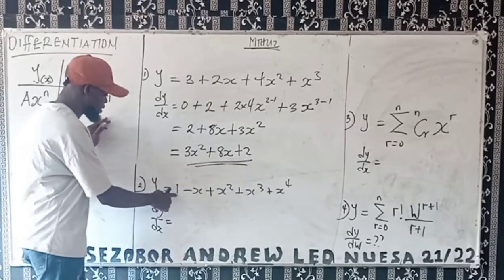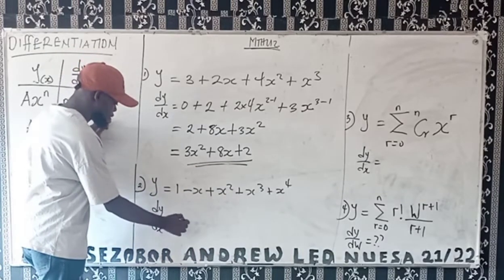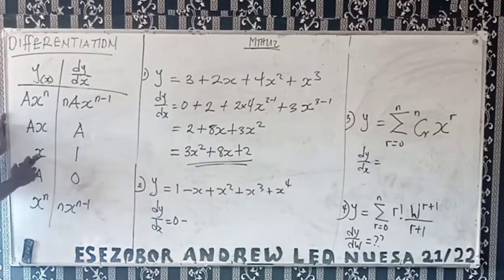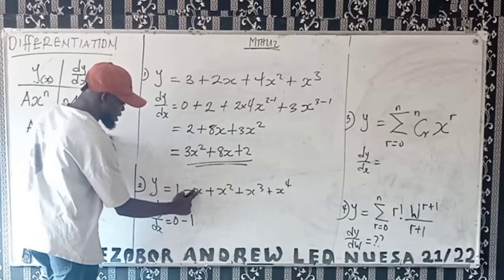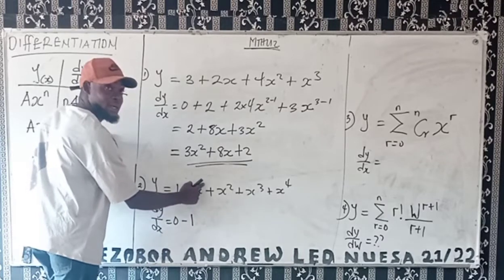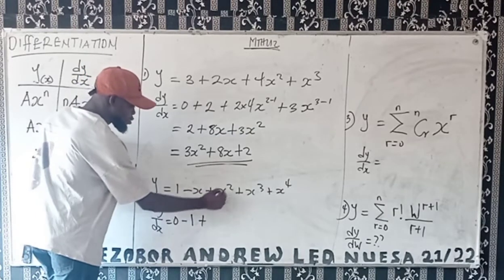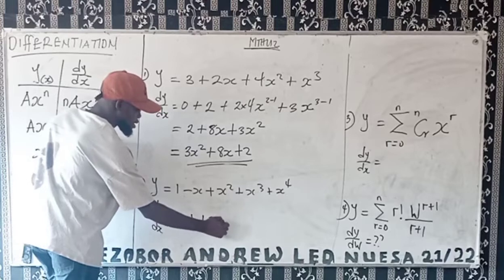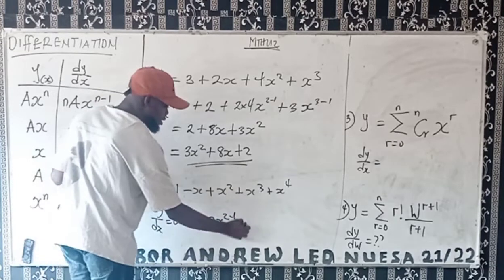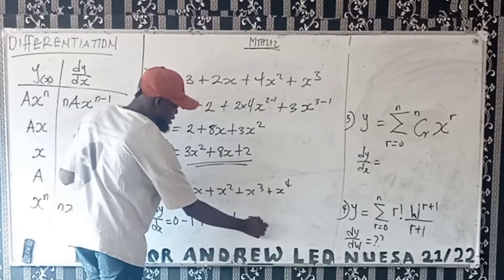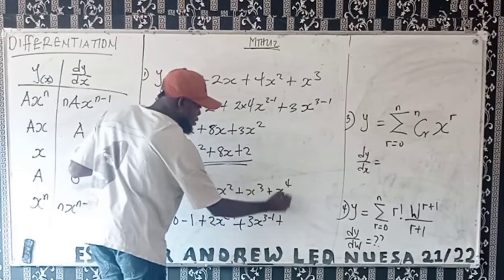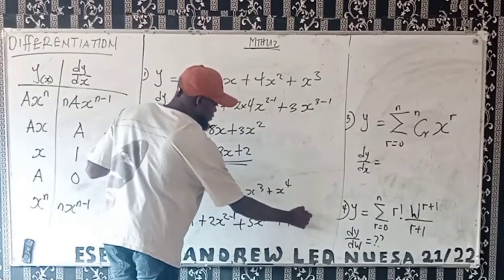If you differentiate this one, there's no x here, so that will be 0. Differentiate this one: remember, if I differentiate x with respect to x, that is 1. There's no power, the power is just 1. Differentiate x squared, I have 2 times x to the power 2 minus 1. This one will be 3 times x to the power 3 minus 1. This one will be 4 times x to the power 4 minus 1.